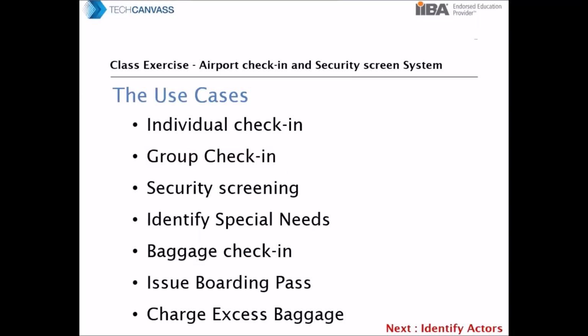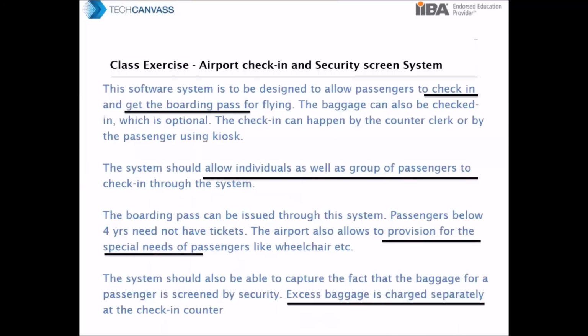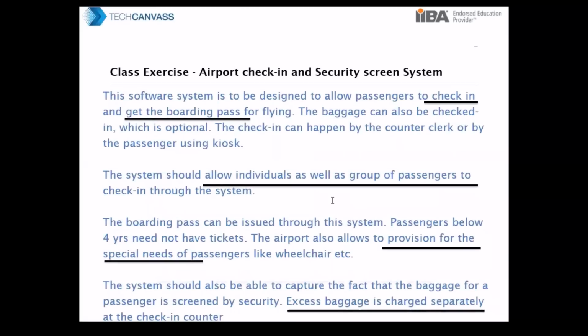So we have identified, let's say, 6 + 1, 7 use cases. The next step is to identify the actors. So from these requirements, yes, baggage check. It can also have wheelchair, that is the special needs. Correct? That's correct, Balaguru. So these use cases can be identified, and as a next step, you have to identify the actors.